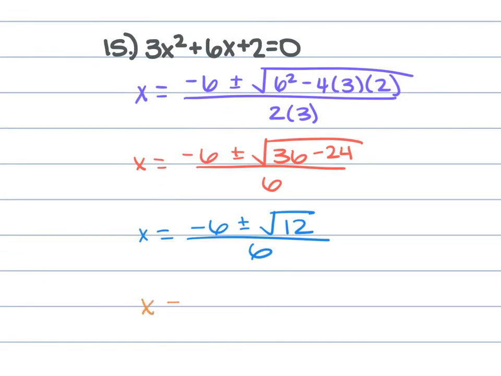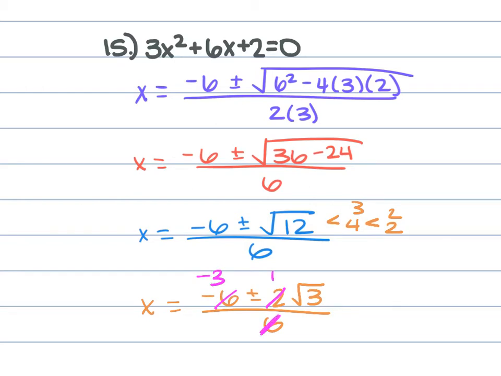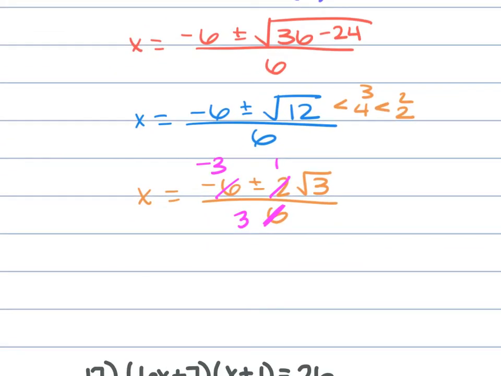From here, we have x is equal to negative 6 plus or minus the 12 is 4 and 3. The 4 is 2 and 2. So that's 2 square root 3 all over 6. We can simplify these. We're going to have a negative 3, a 1, and a 3. So x is equal to negative 3 plus or minus the square root of 3 all over 3.